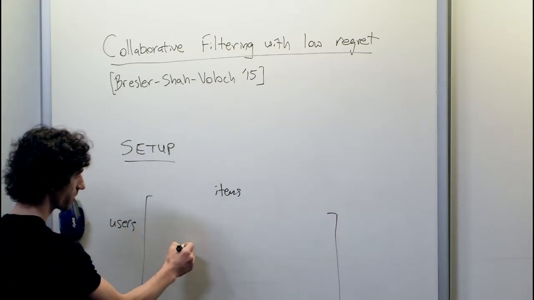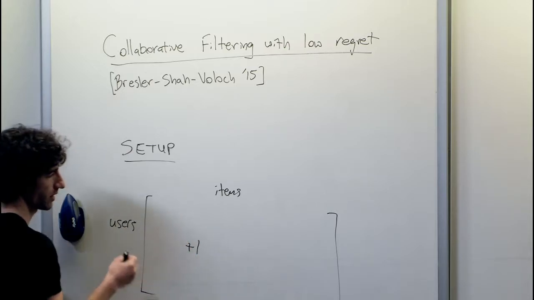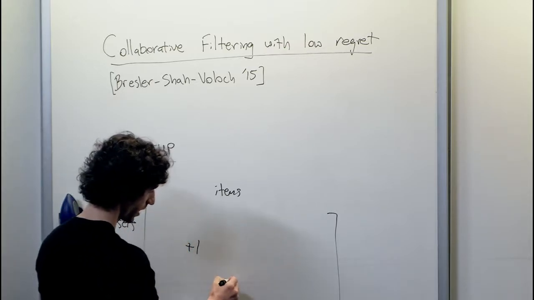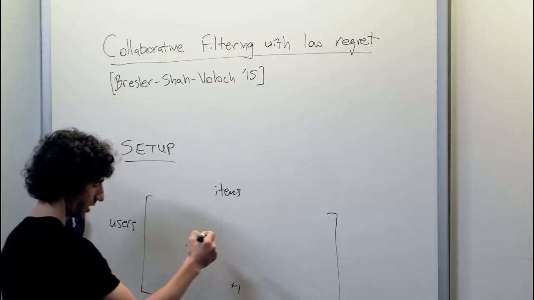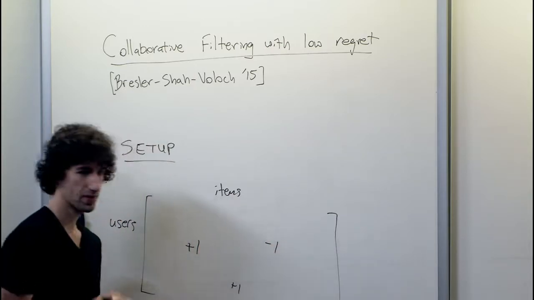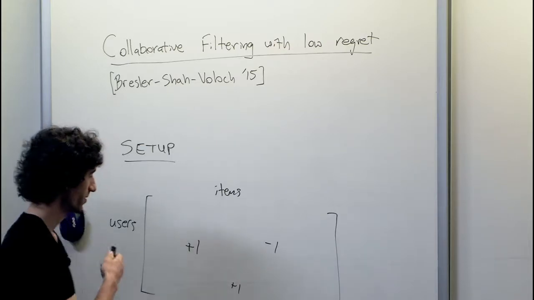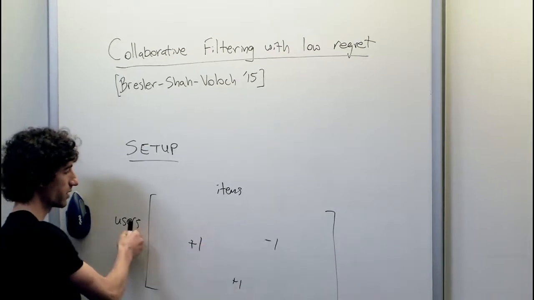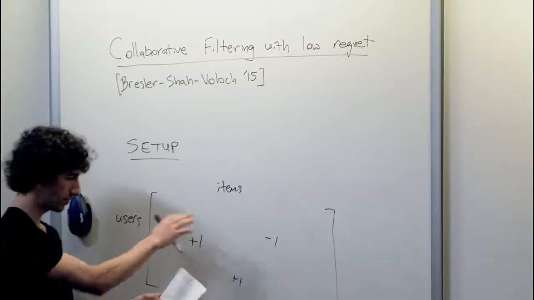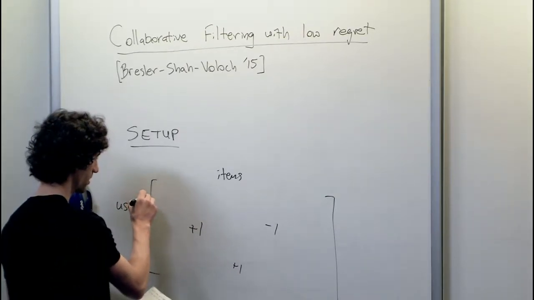All right, and there's some true value. Let's think binary, so +1, -1. You like or dislike an item for each user and each item. But obviously you don't see this. And what you would like is to, one by one, give the users items that they like, right? But the reason why this is not obvious is because you don't actually see this.